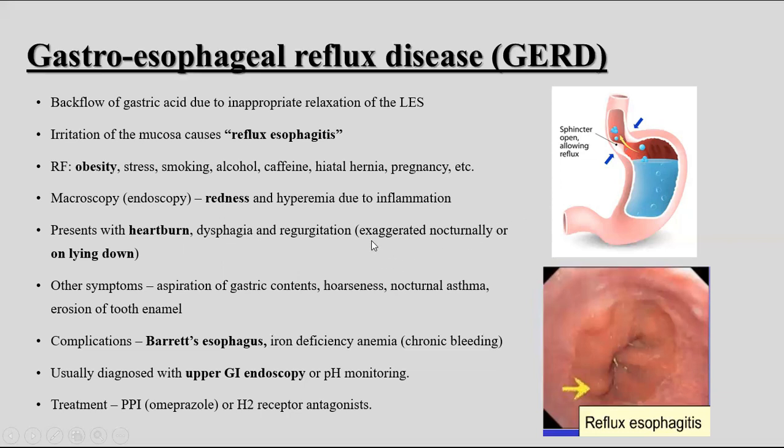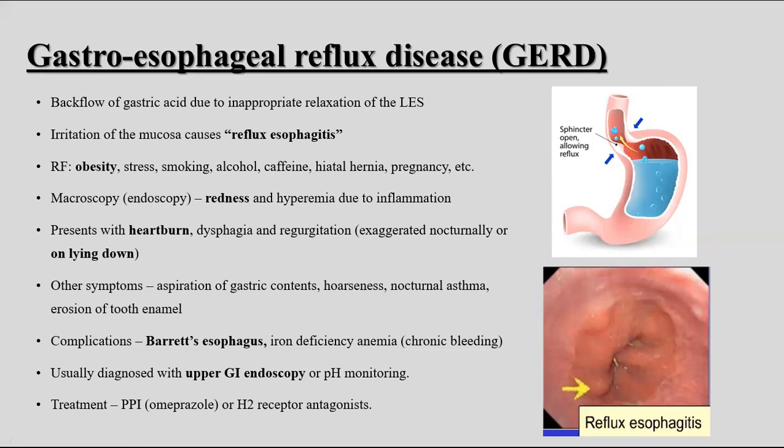And this is exaggerated nocturnally or on lying down, because obviously if you take out gravity, it's a lot easier for it to move up. So these are the basic symptoms. Other than that, if the acid moves up quite a way away to your respiratory system, it can also cause aspiration of the gastric contents, which can cause aspiration pneumonia in some very severe cases. Or if it irritates your vocal cords, it can cause hoarseness. And for the same reasons, it can also cause nocturnal asthma.